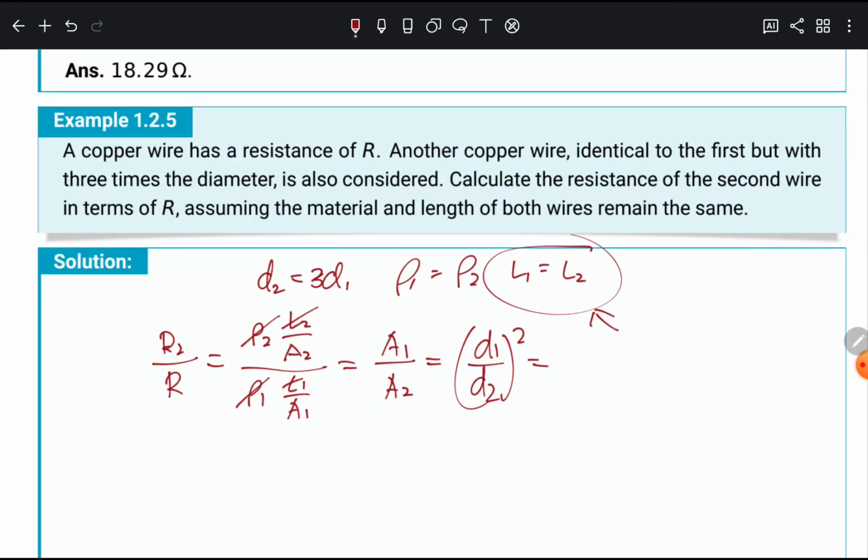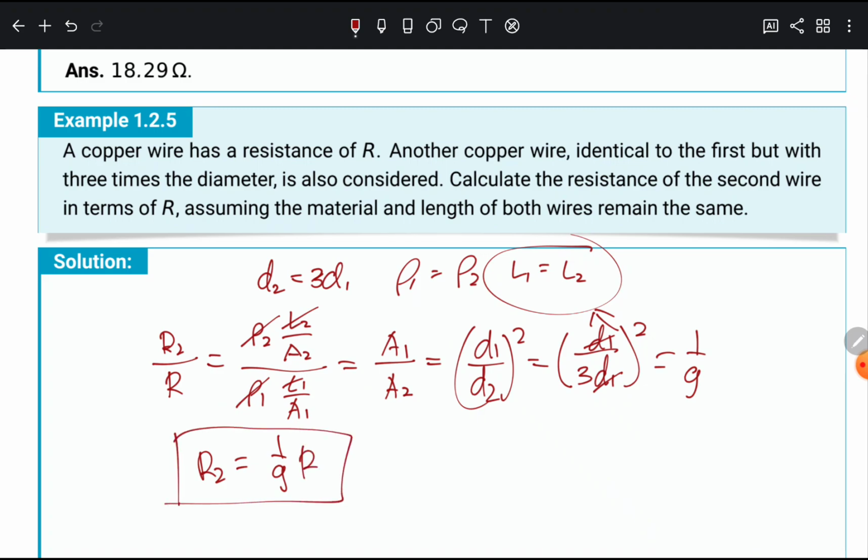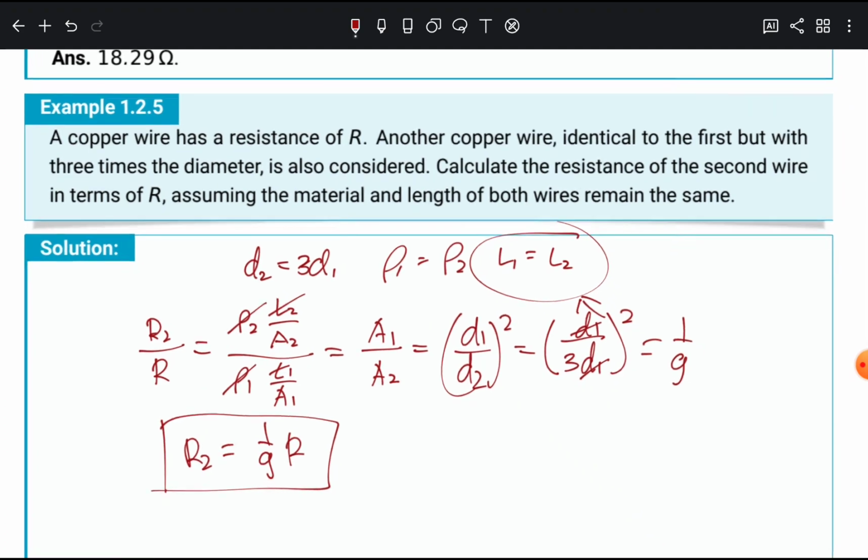And we know that d2 is 3 times that of d1. So this will become d1 divided by 3 times d1. Then you square that again, we can cancel out d1. So we have 1 over 3 squared, that's 1 over 9. So therefore, R2 will be equal to 1 over 9 of R. So the new resistance will be a ninth of the original resistance if the diameter is increased to 3 times its original diameter.